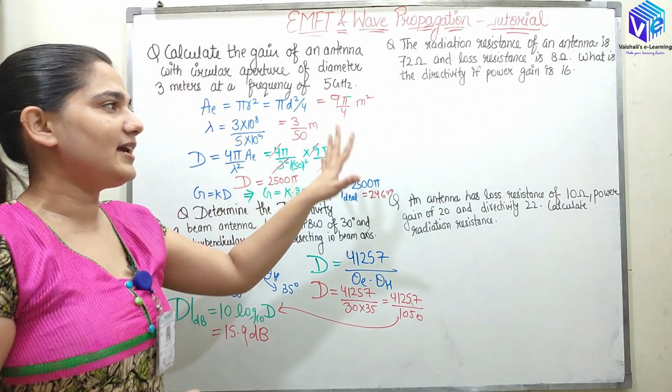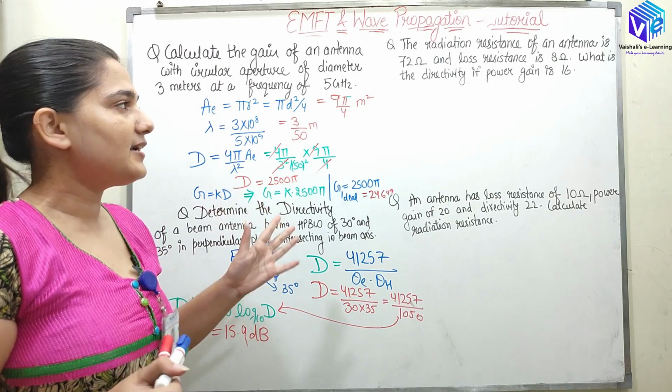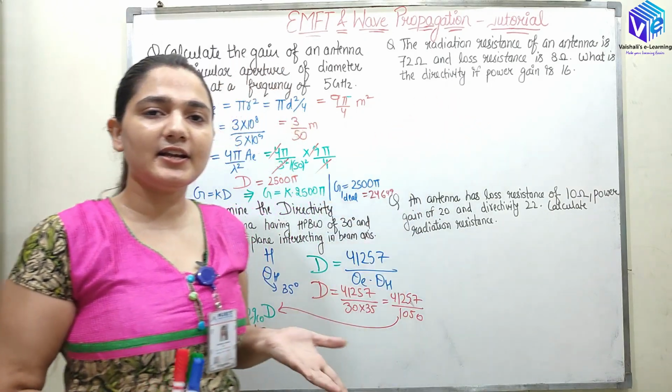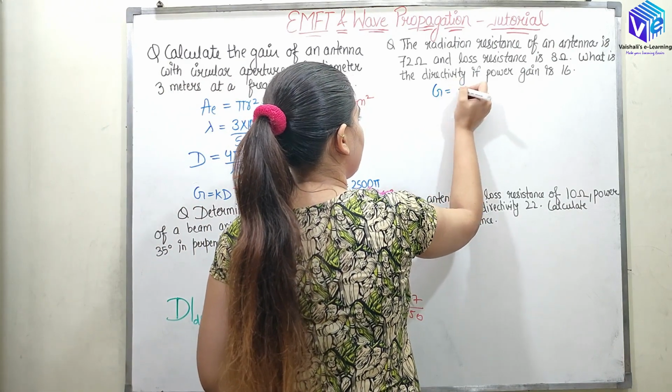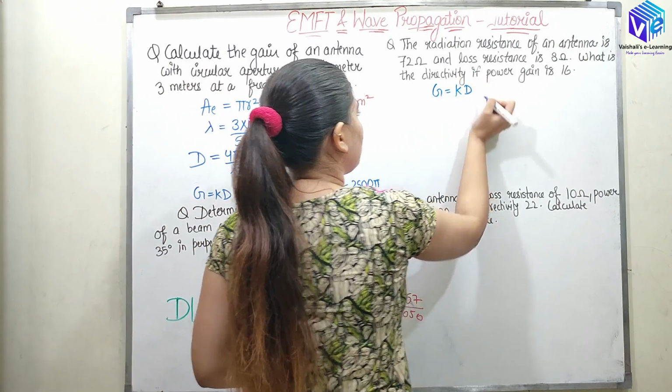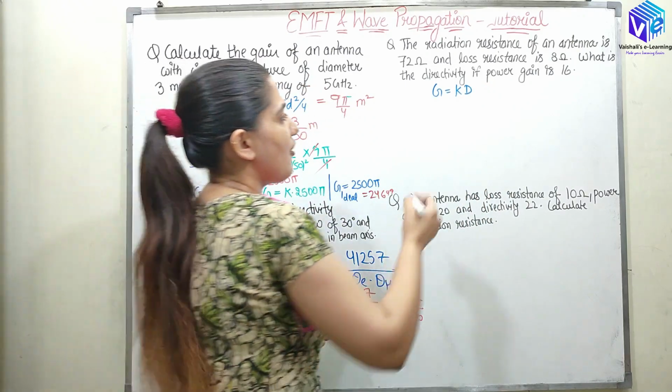So we know all of the things here. What we need to find out? We need to find out the directivity. So I know the relationship between the gain and the directivity. Gain is equal to K into directivity. What is the formula of K?